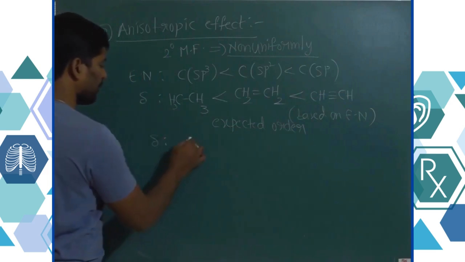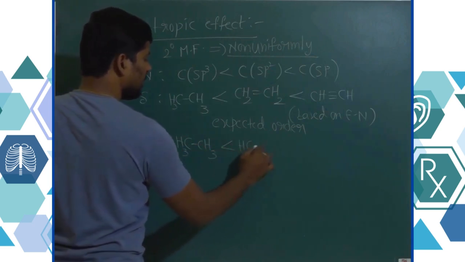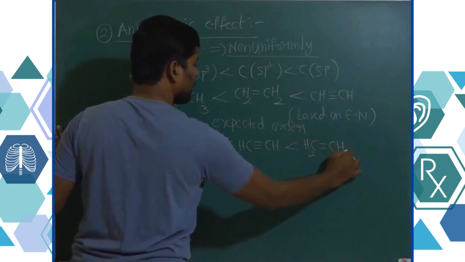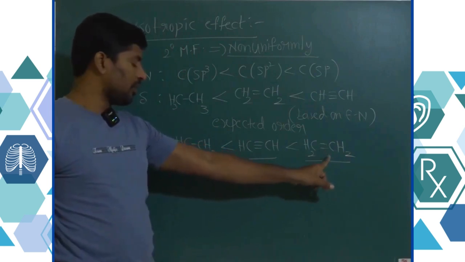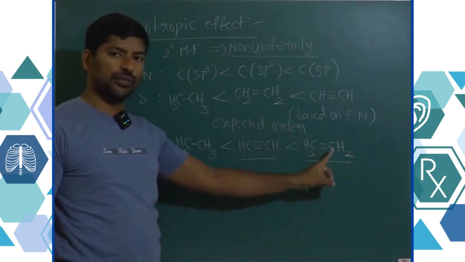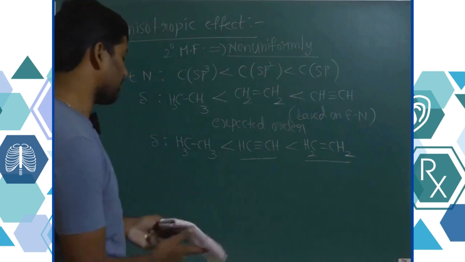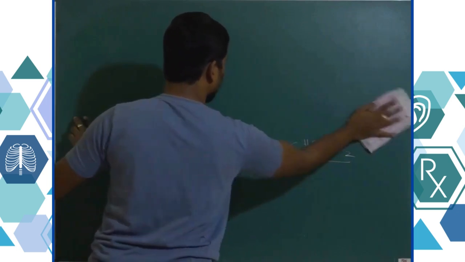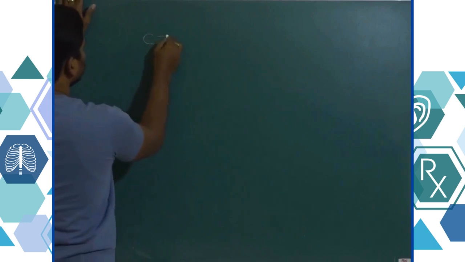But the actual order, if you see, is CH3 less than CH triple bond CH, less than CH2 double bond CH2. Ethylene protons' chemical shift values are more compared to acetylene protons. Why? We have to see, and we can explain that based on anisotropic effect.